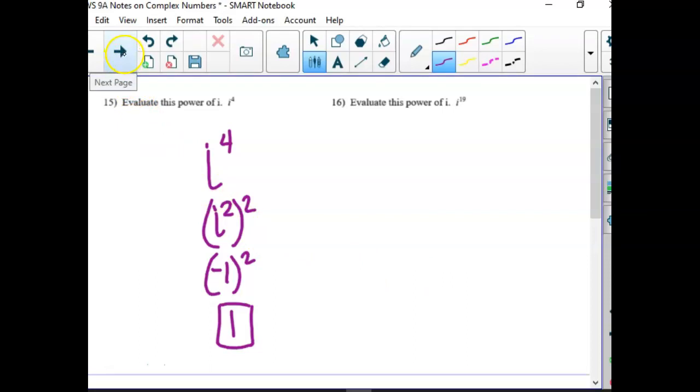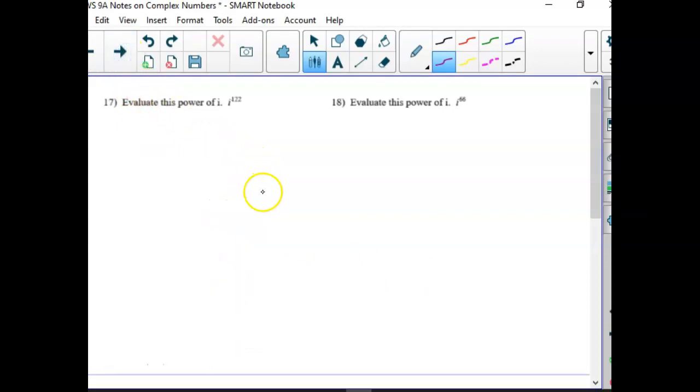We can do some extra practice on these in a minute, but let's look at number 17. 122. Okay. Does 2 go into that evenly? It does. So we're in luck. We're going to do an i squared times, what would that be? 61?